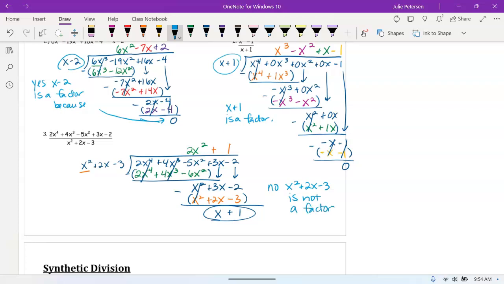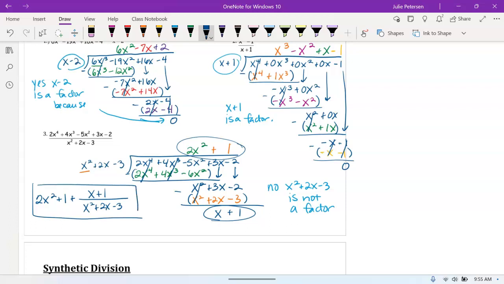Now, if we were going to go ahead and write our answer to this problem, though, like what is the output or the quotient, we would write it like we did up above, where we start with the quotient plus the remainder over the divisor. So the quotient is this part here. So my answer is 2x squared plus 1. And then my remainder is the x plus 1. x plus 1. My divisor is x squared plus 2x minus 3. And then we just throw a plus sign in here. This is actually our answer to this division problem.